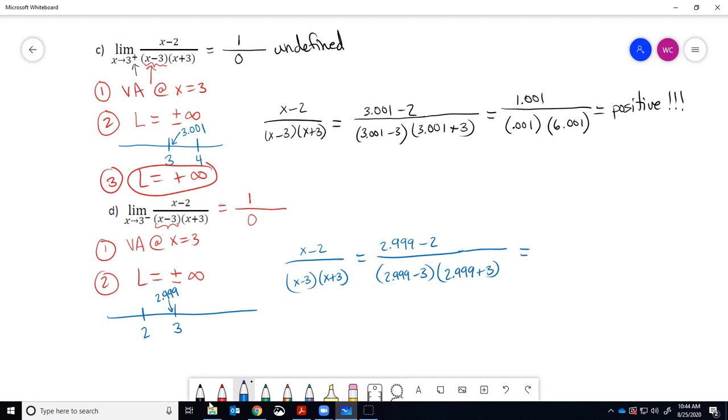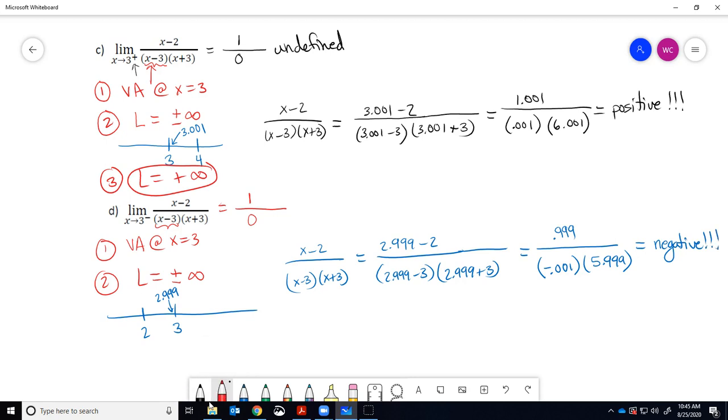Work it out. On top, you get a positive number. On the bottom, that one's a negative. Negative 0.001 and positive 5.999. All you need is the sign. You have two positives and one negative. If you multiply and divide all those together, what's your sign going to be? You're going to get a negative.